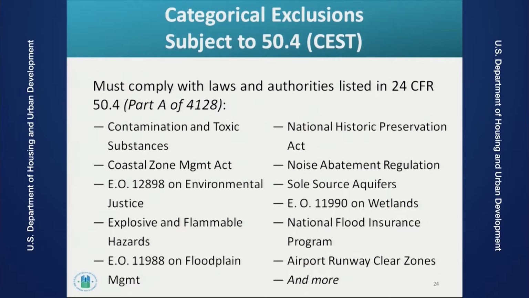So projects that are categorically excluded subject to 50.4 are subject to the requirements in 50.4, which means they have to comply with all the laws and authorities listed here in 50.4. So this is Contamination and Toxic Substances, Coastal Zone Management Act, Executive Order 12898 on environmental justice. There's 16 of these all together. And these are what we'll spend kind of all of this afternoon and tomorrow morning going through.